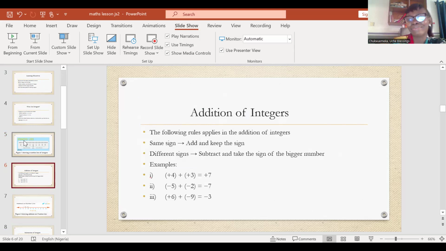Are you following? The following rules apply in the addition of integers. Same sign, add and keep the sign. Different sign, subtract and take the sign of the bigger number. Look at the examples here. We have +4 plus +3 to give us +7. -5 plus -2 to give us -7. +6 plus -9 to give us -3.